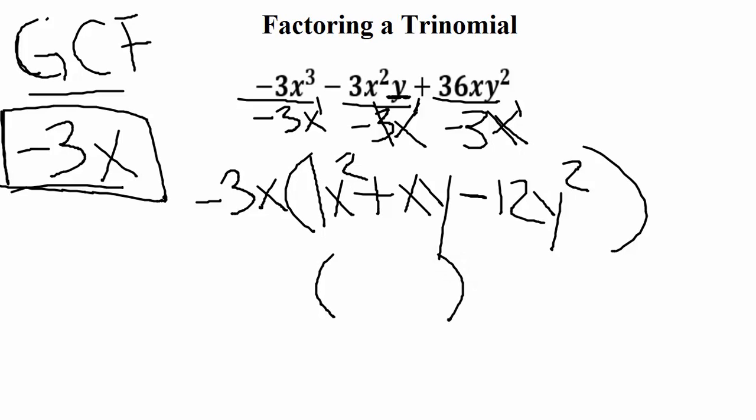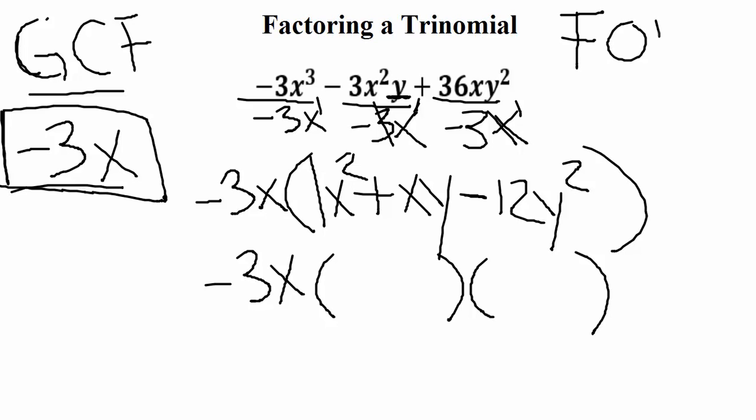coefficient of a 1, that tells us that we are going to use reverse FOIL. So I'm just going to drop down this negative 3x. I'm going to draw my parentheses, and let's go ahead and start factoring. So the FOIL method, remember, tells us the order in which to multiply a polynomial. Now this F stands for first, and what that tells us is the first terms out of each one of these binomials need to multiply to get the first term in our trinomial here.